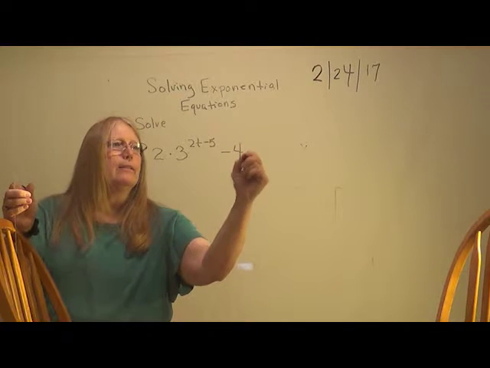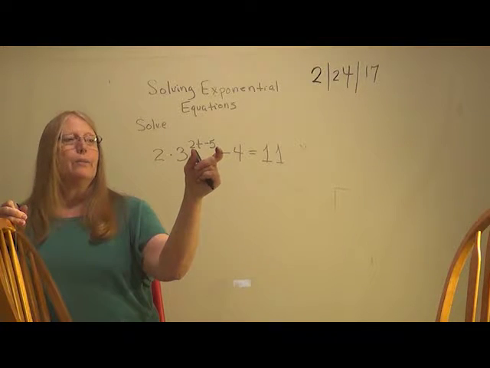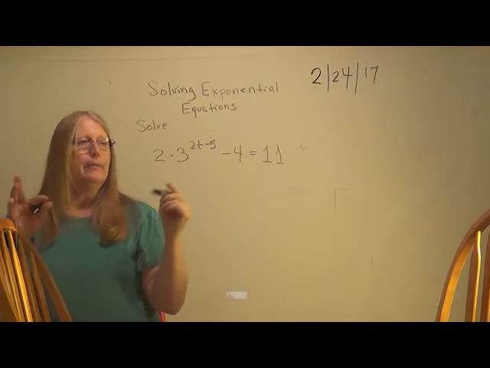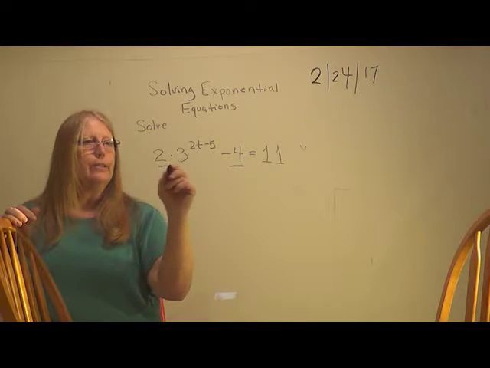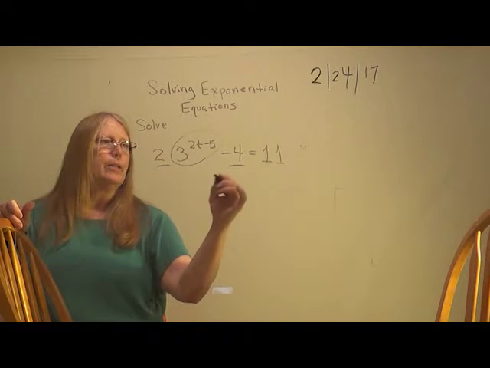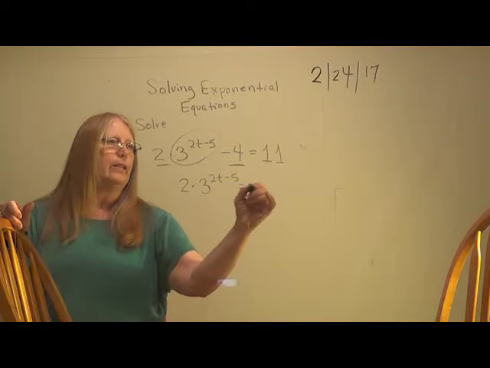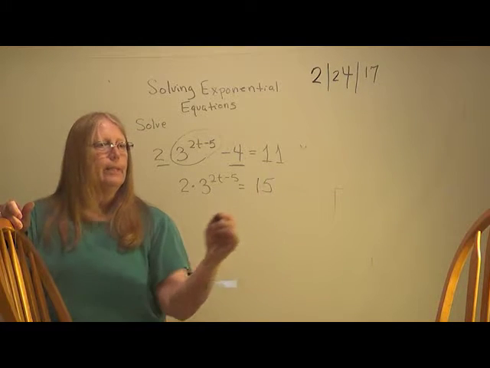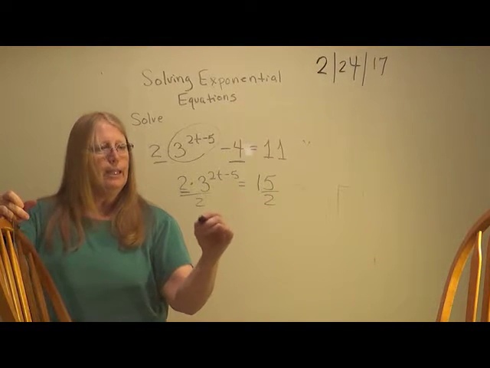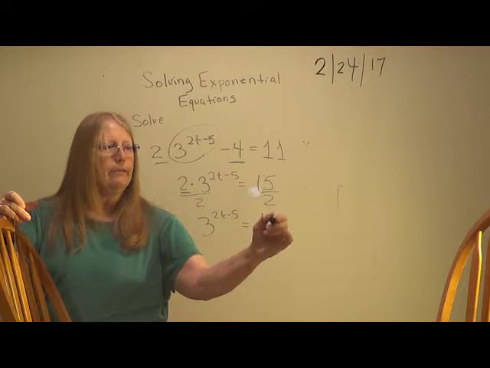Minus 4 equals 11. Alright, so my desire is to get the exponent, which has the variable t in it, down where I can work with it, but it's complicated by this minus 4 and this 2. So this has to be by itself before I can do that. So first add a 4. When you add 4, you get 2 times 3 to the 2t minus 5 equals 15. And then to get rid of the 2, I divide by 2. So I have 3 to the 2t minus 5 equals 15 halves.